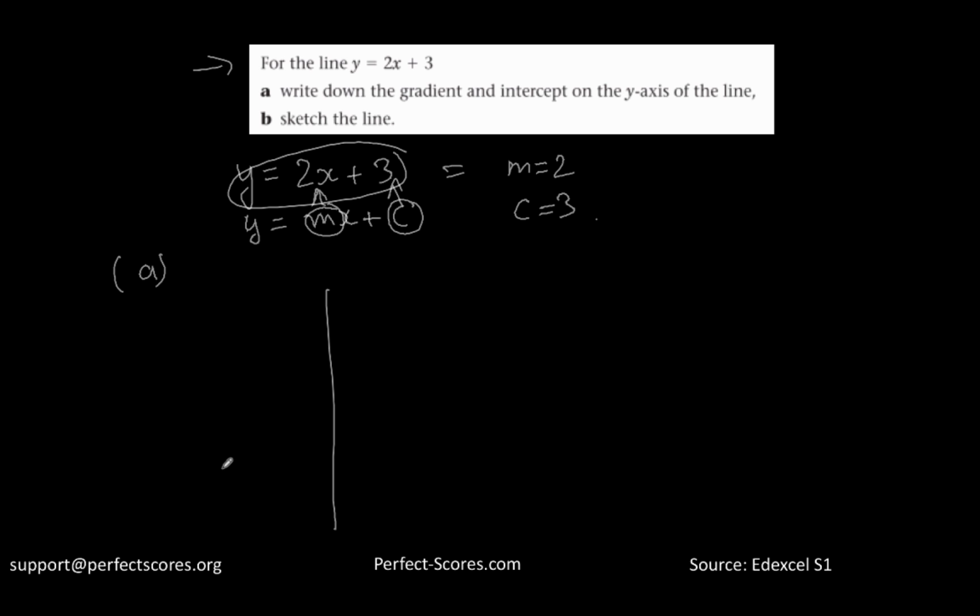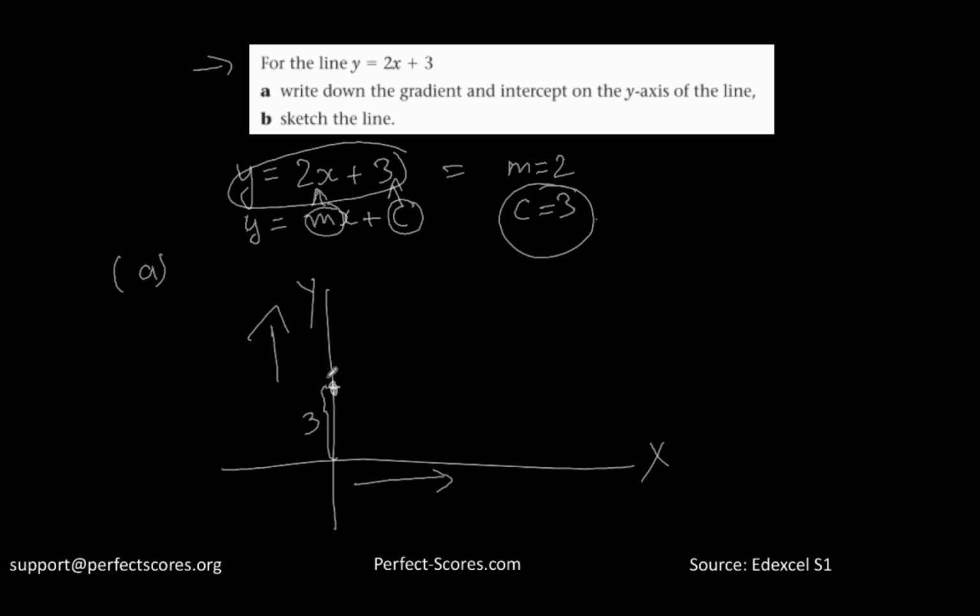Now if I were to sketch this line, it will pass through the point that is 3 points above the x-axis, because the y-intercept is 3, right? And since the slope is 2, that means if x rises, y will also rise. That means this is going to be the gradient. Fine, this is going to be our line.